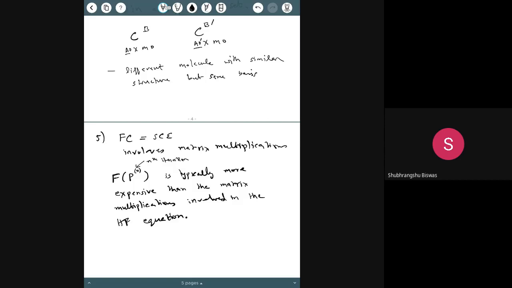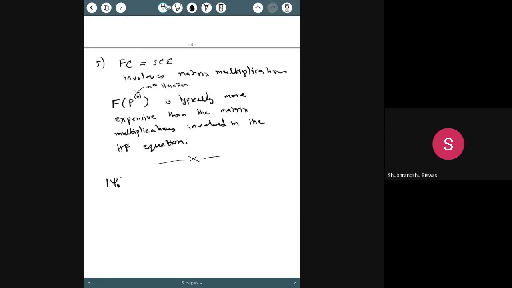Now let's say we are done with the computation. We will shift gear a little bit. So we have obtained our Hartree-Fock wave function psi naught.